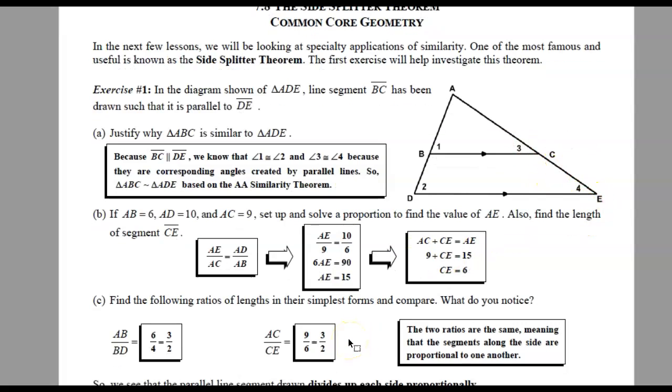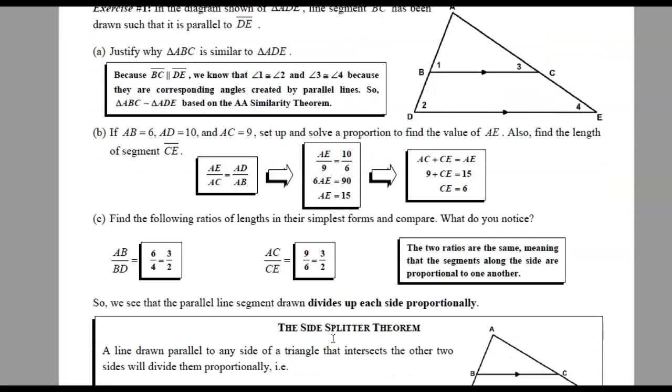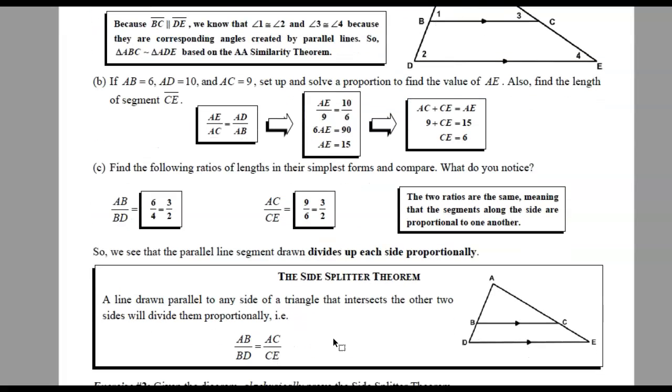Now let's find the following ratios of lengths, put them in simplest form, and compare. So we're looking for AB over BD. AB was 6 and AD was 10. That leaves 4 for BD. So we're saying 6 over 4. And AC was 9 and CE was 6. So if we compare those, we get 9 over 6, which is 3/2. And so those ratios are the same. So what we're saying then is the parallel line segment splits the sides proportionally. And that's what the side splitter theorem says.